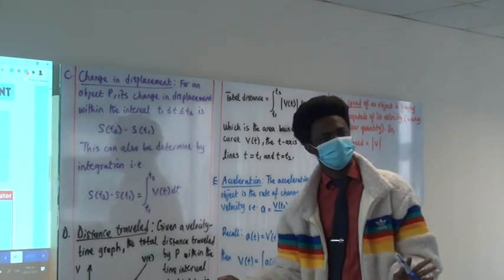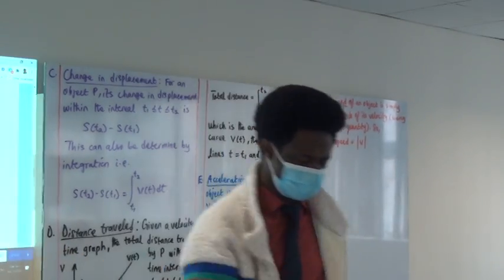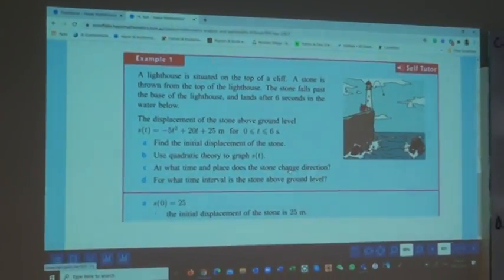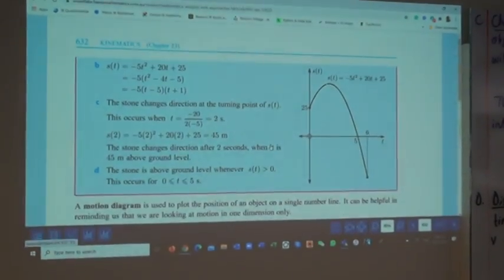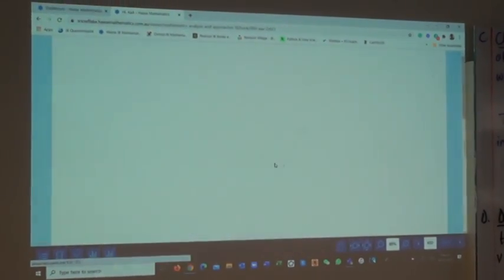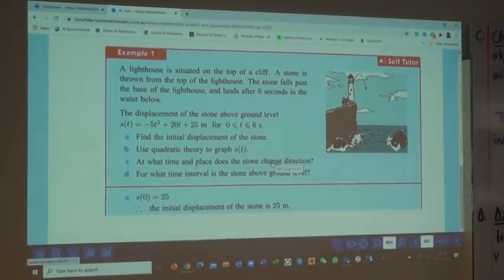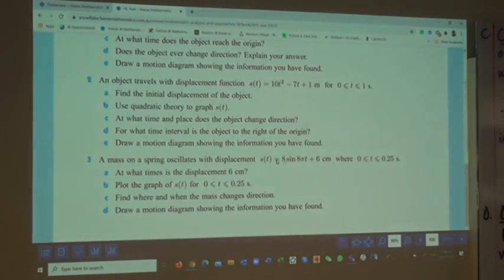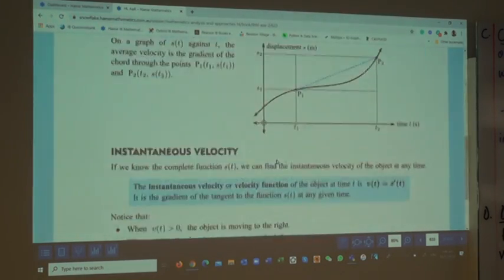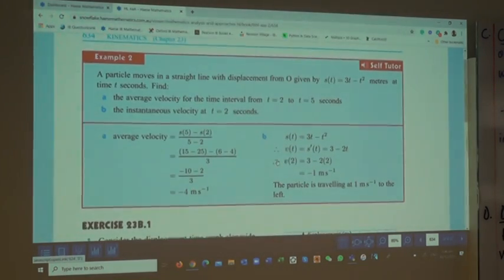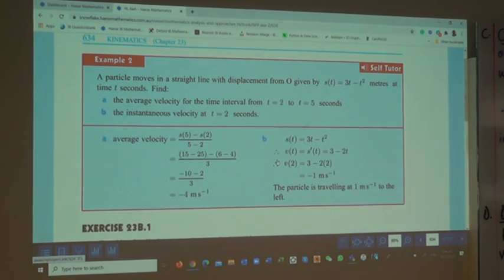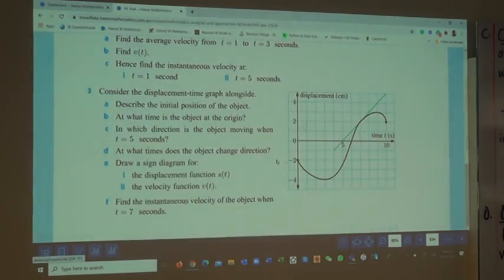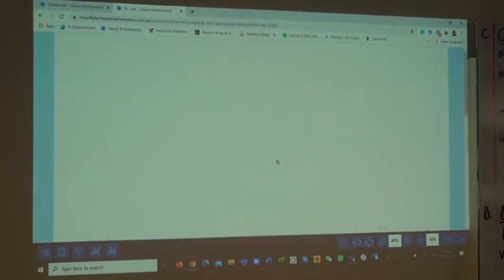So, any questions here? Alright, so let's just take some random questions from the book and try. Maybe we can also play some of the examples. These are easy stuff, and I don't want us to waste too much time on easy stuff. This is average velocity, no need for that. Instantaneous is the derivative, you already know this from previous ones.